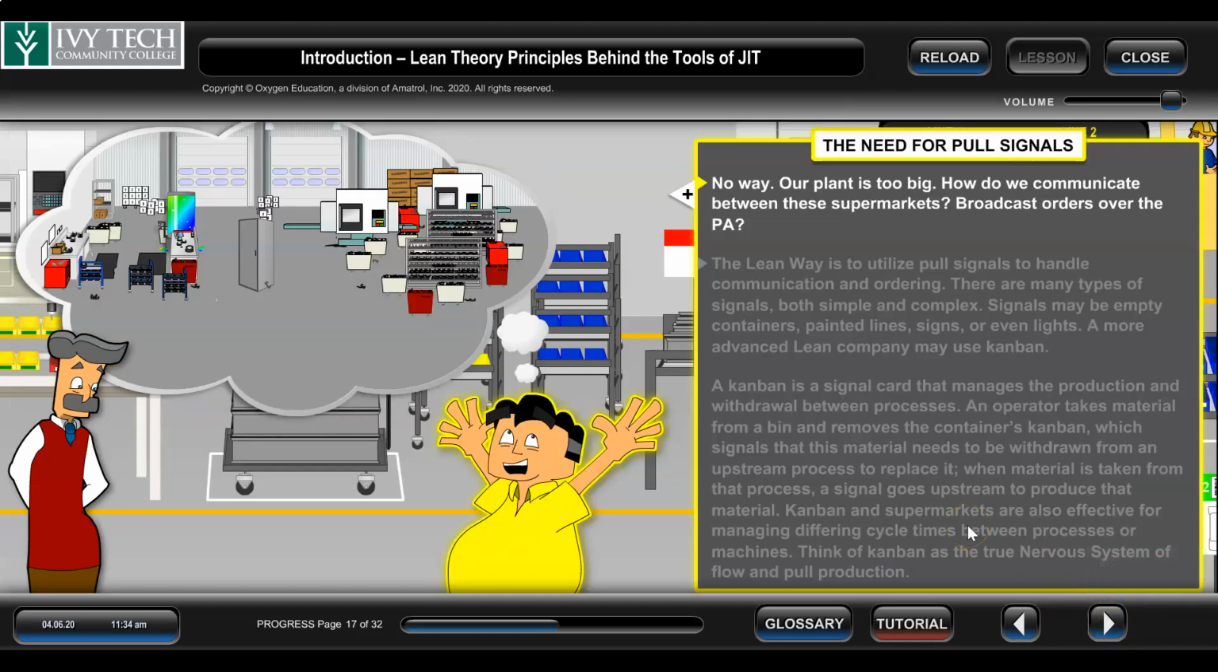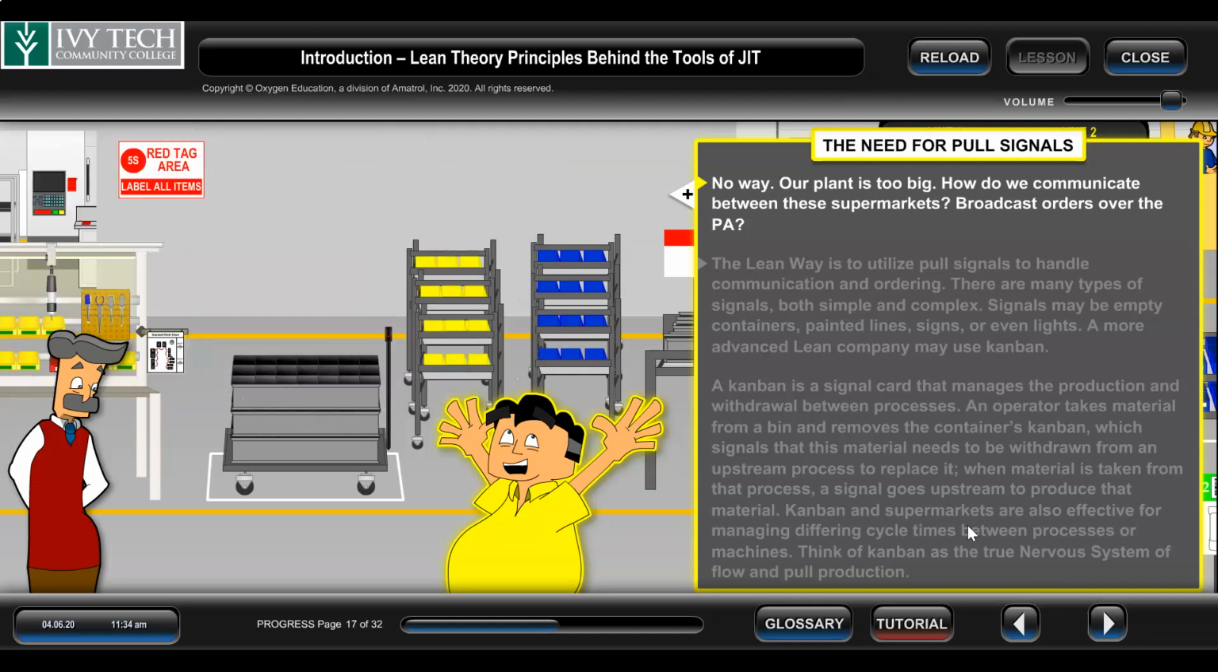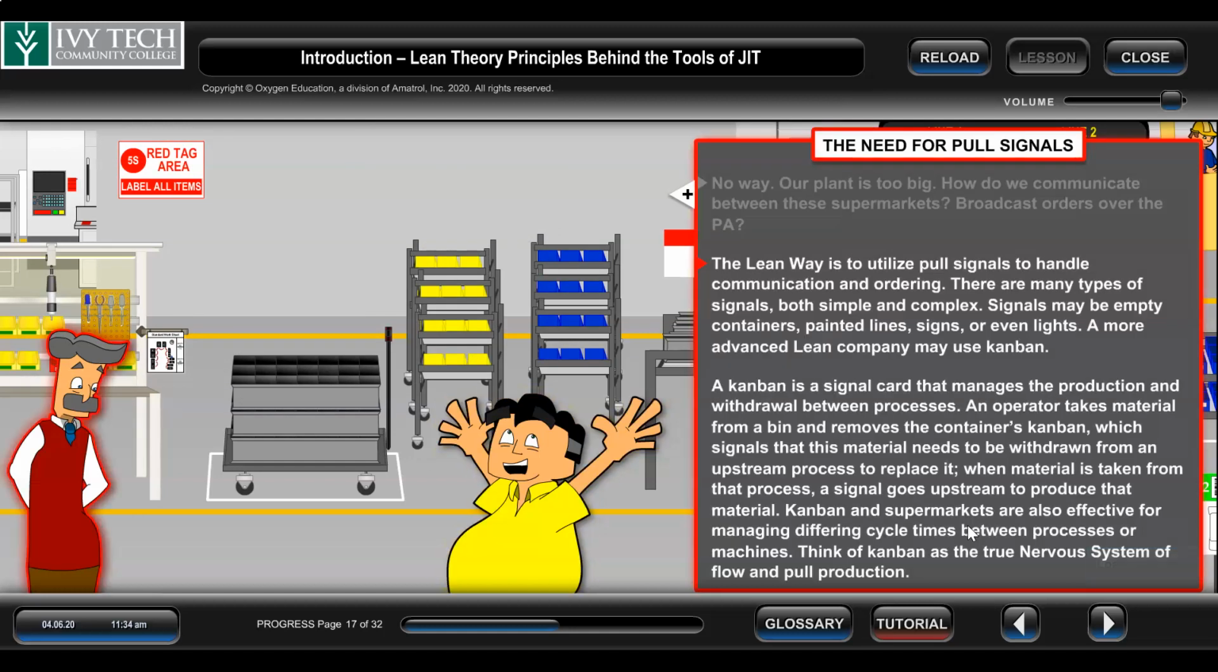No way! Our plant is too big. How do we communicate between these supermarkets? Broadcast orders over the PA? The lean way is to utilize pull signals to handle communication and ordering.